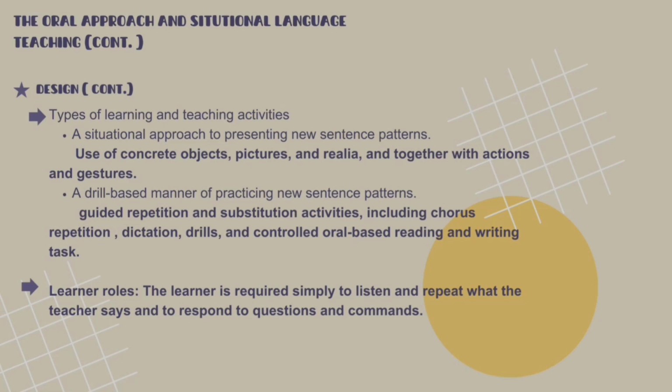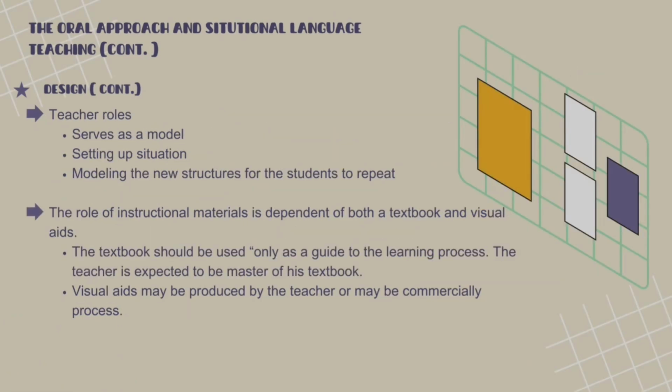Learner roles. The learner is required simply to listen and repeat what the teacher says and to respond to questions and comments. Teacher roles. The teacher serves as a model, setting up situations and modeling the new structures for the students to repeat.